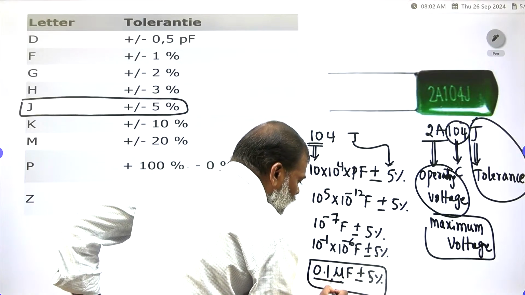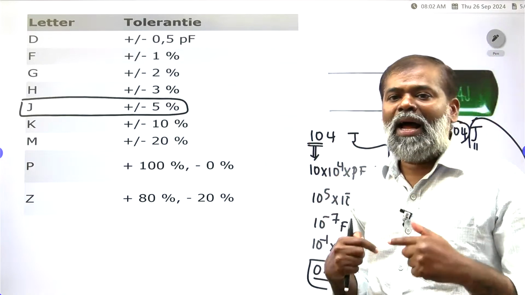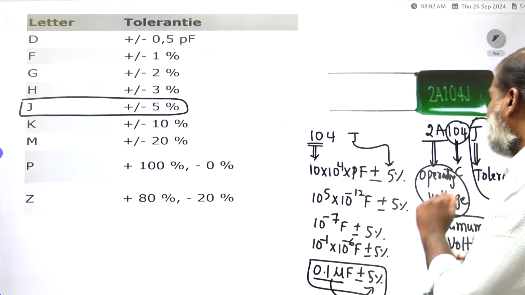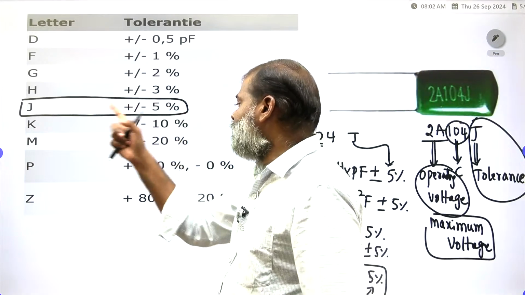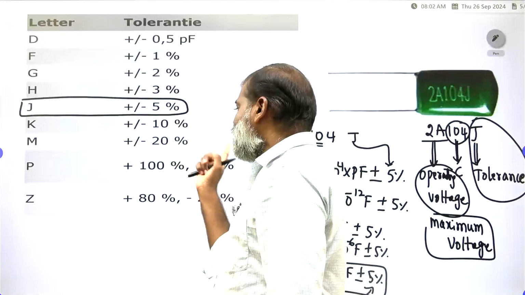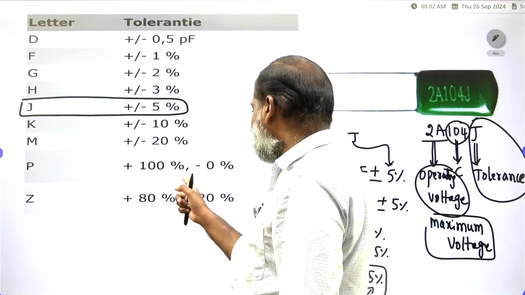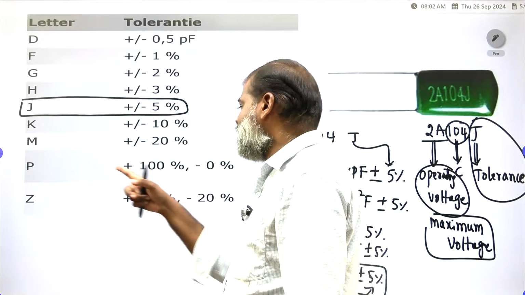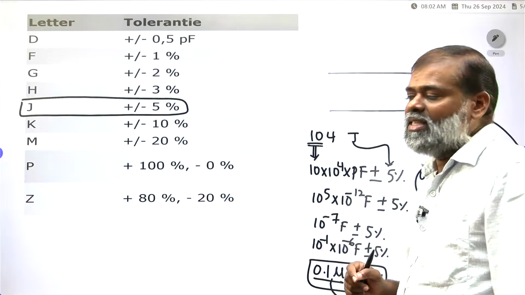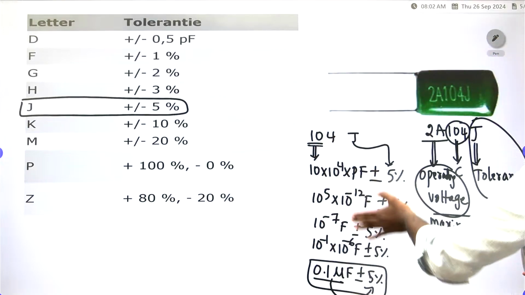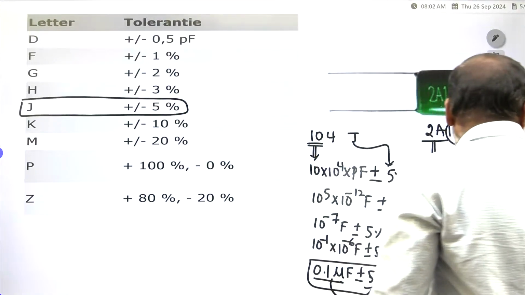In 0.1 microfarad, what is the plus or minus 5? Whether it may be plus 5 or minus 5, it will come based on your capacitor. Exactly, it won't be known. If it is K, plus or minus 10%. If it is M, plus or minus 20%. If it is P, plus 100%, minus 0%. If it is Z, plus 80%, minus 20%. So that is the tolerance table for capacitor numbers, right?